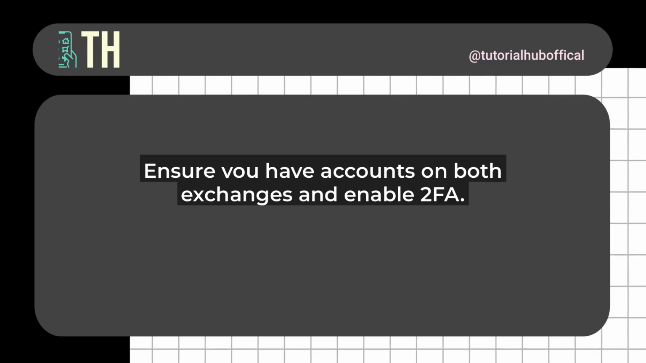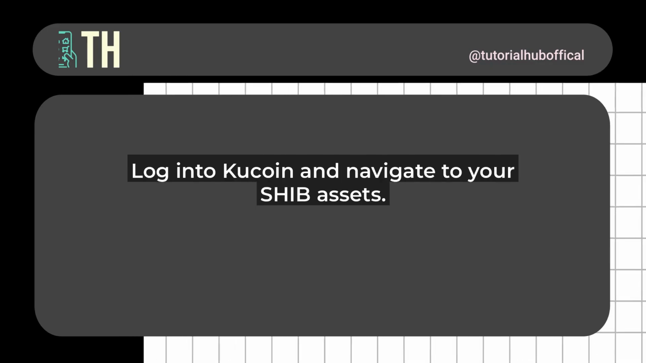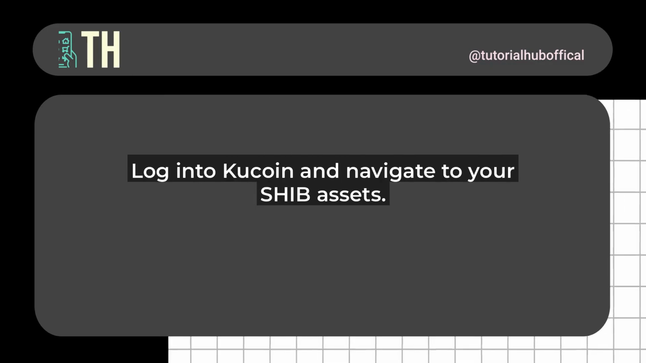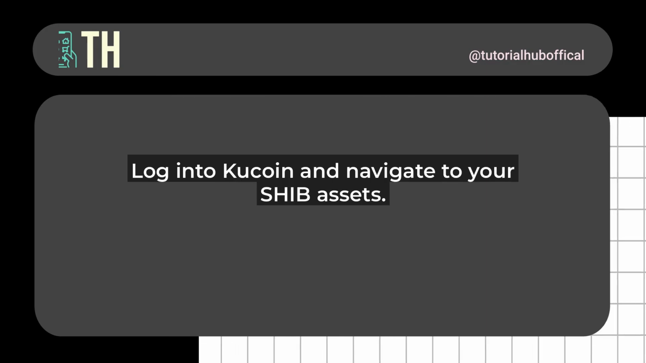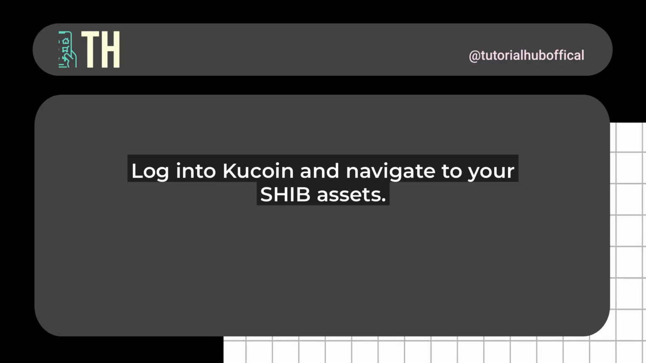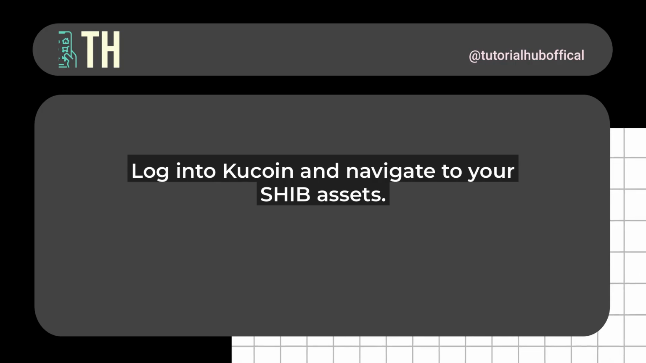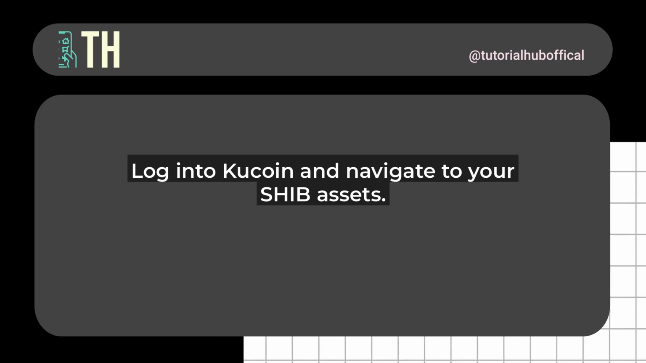Log into your Kucoin account using your credentials. Once you're in, navigate to the Assets, or Wallet, section and find your SHIB holdings. Next, look for the Withdraw option next to SHIB. This is where the magic happens.